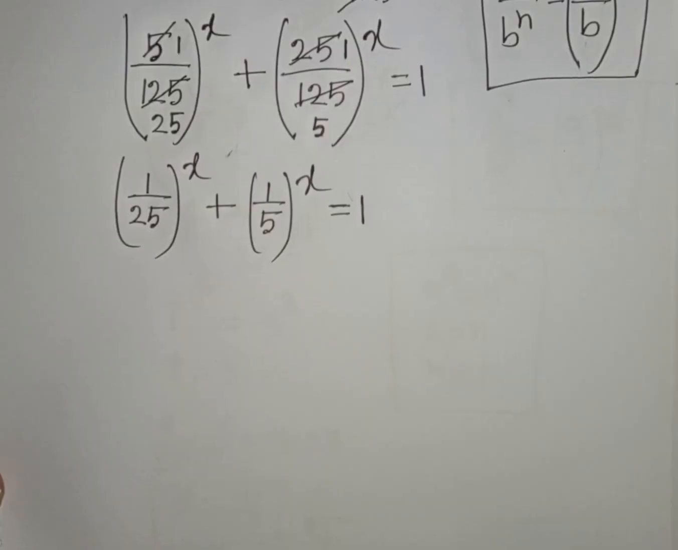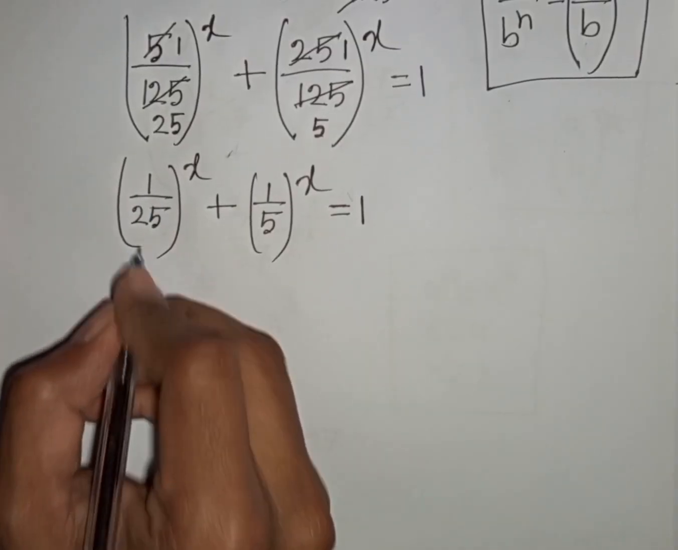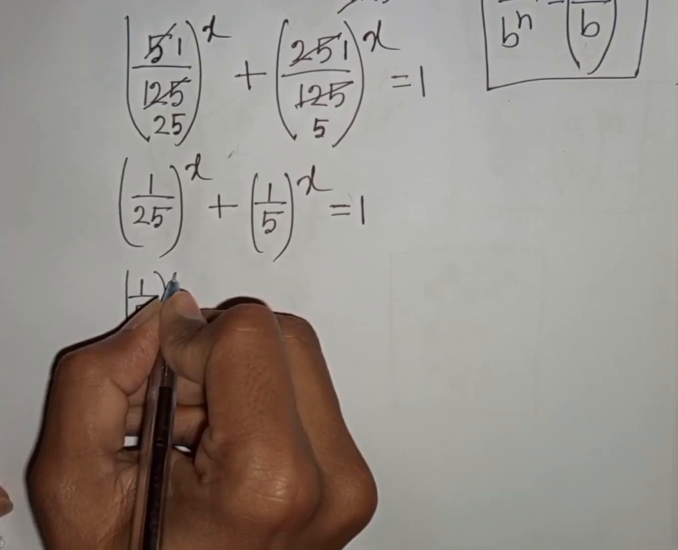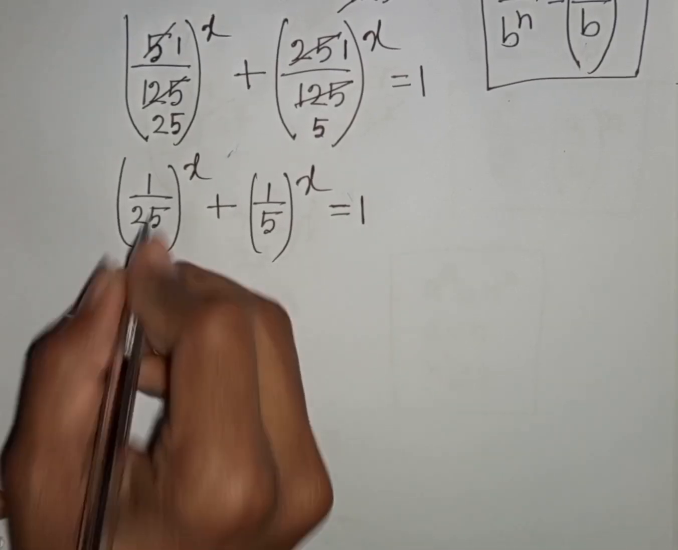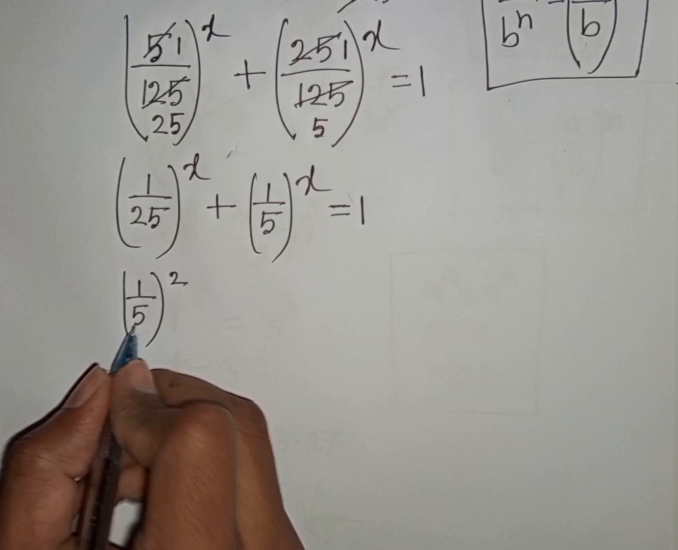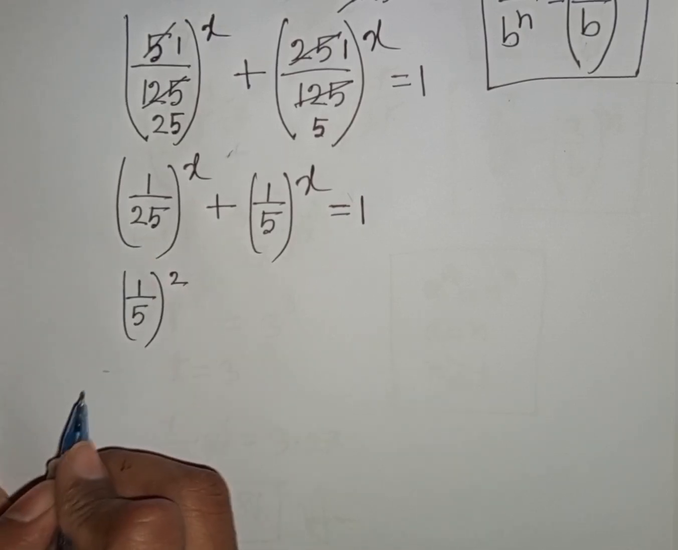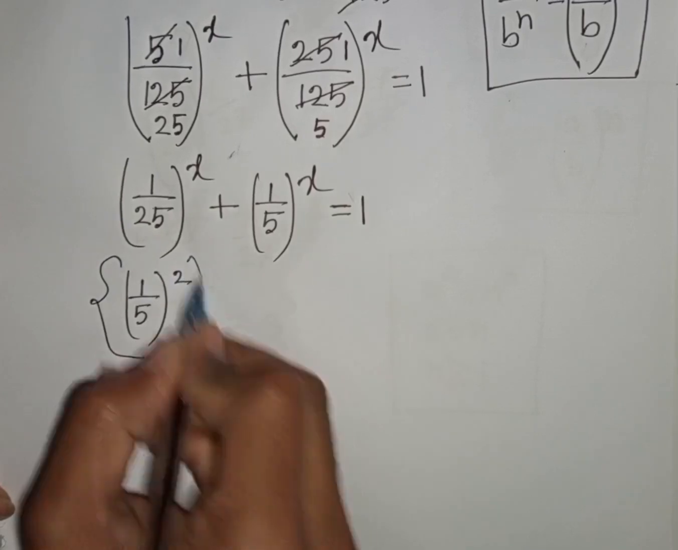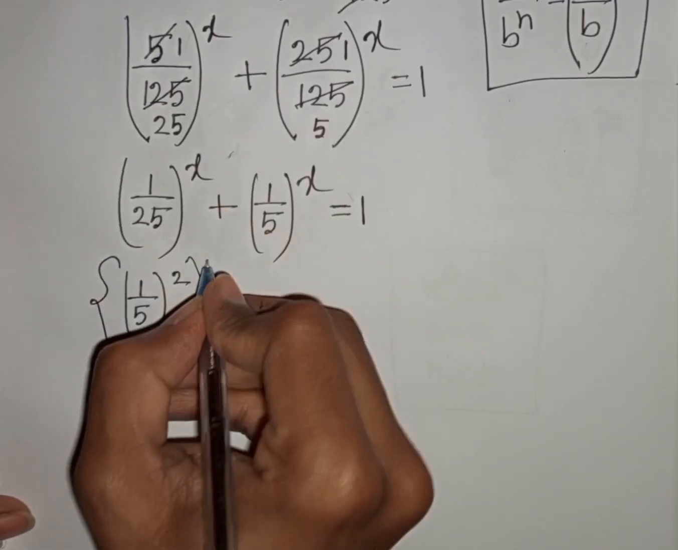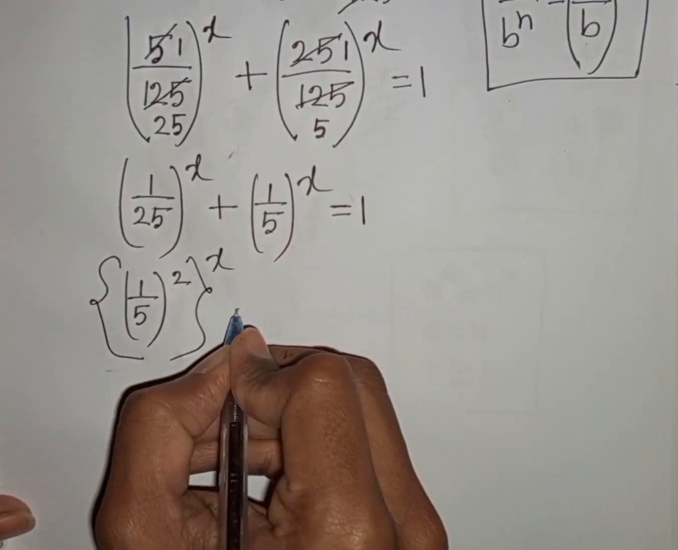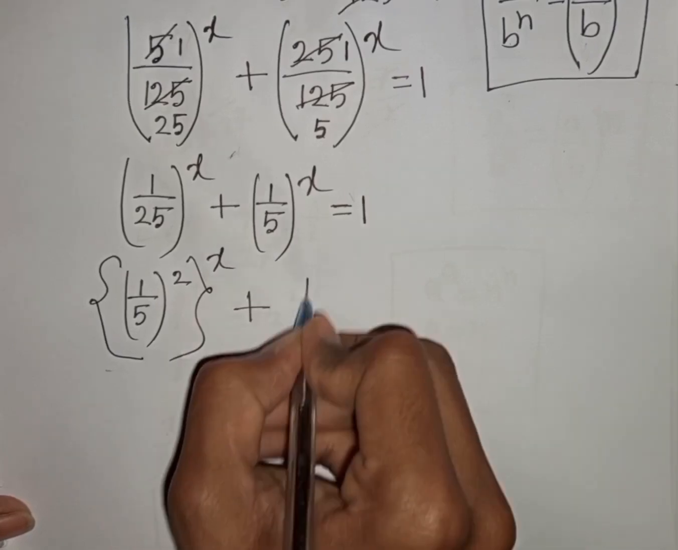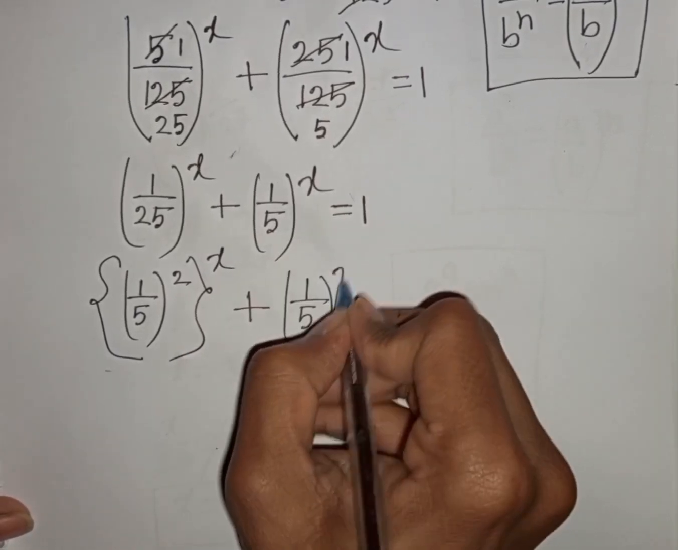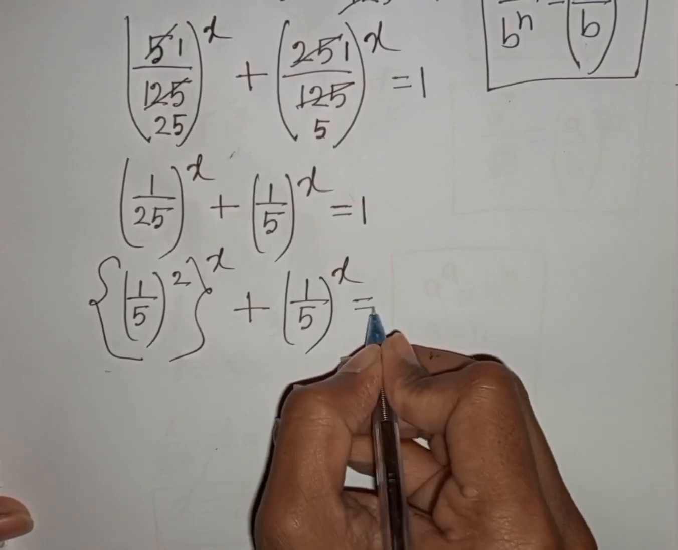Now, 1 by 25 can be written as (1 by 5) bracket power 2, since 5 squared is 25. Then this first bracket can be written as ((1 by 5) bracket power 2) bracket power x plus (1 by 5) bracket power x is equal to 1.